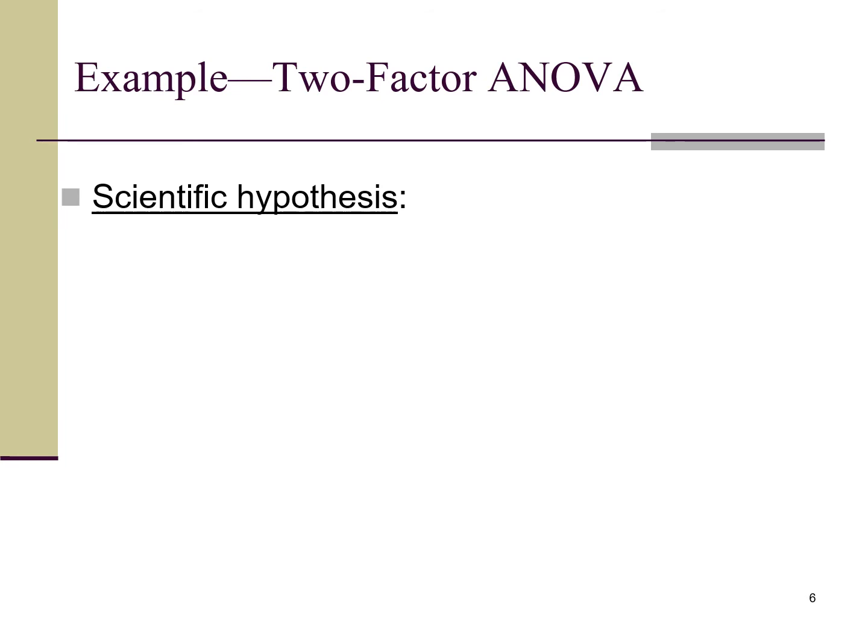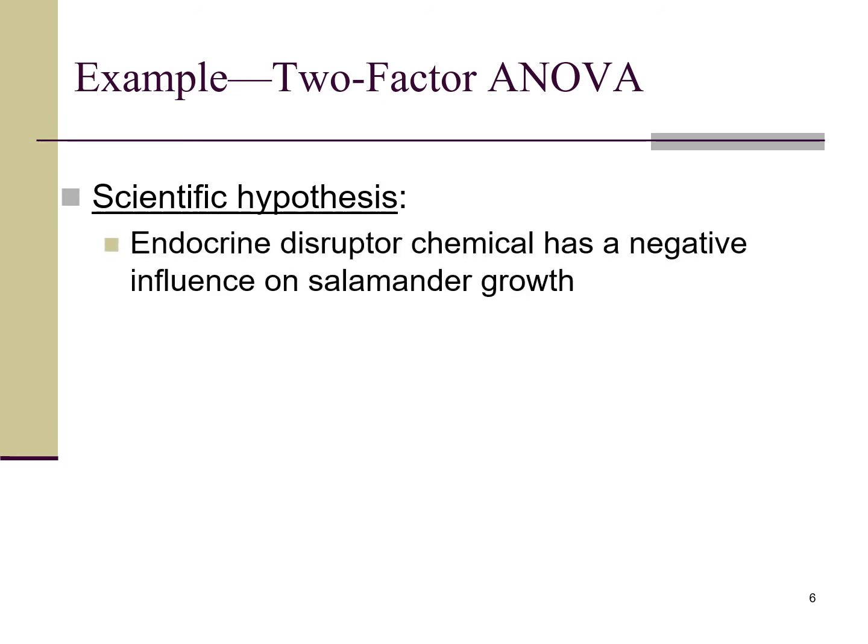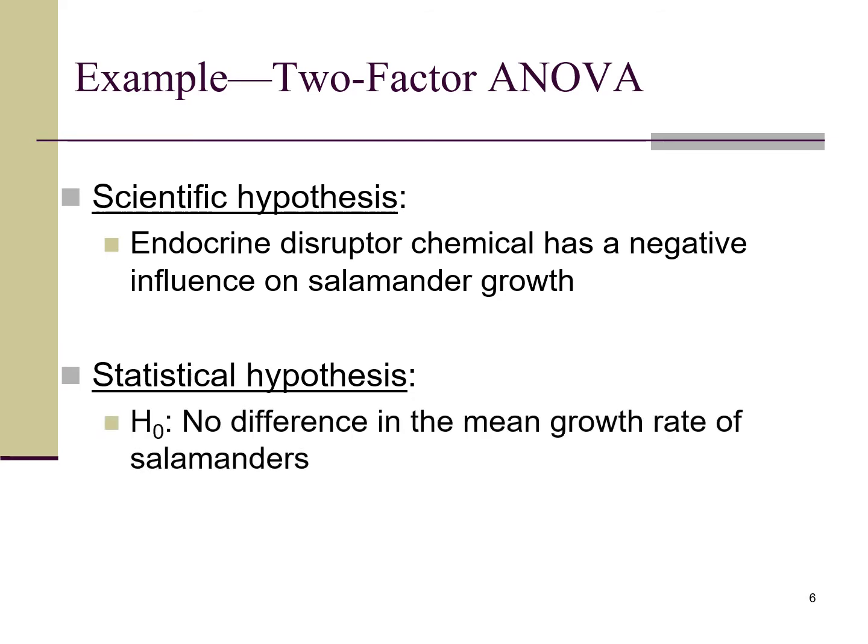Our hypothesis is the endocrine disruptor chemical has a negative influence on salamander growth. That's the scientific hypothesis. The statistical hypothesis, the null hypothesis, is that there's no difference in the mean growth rate of salamanders.